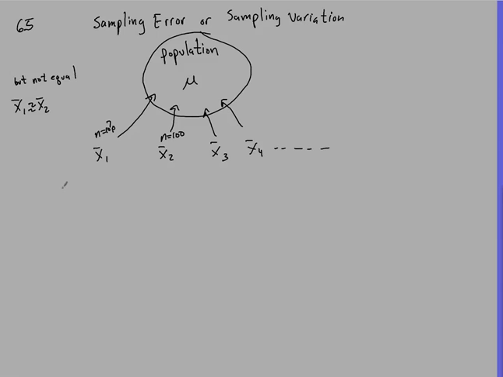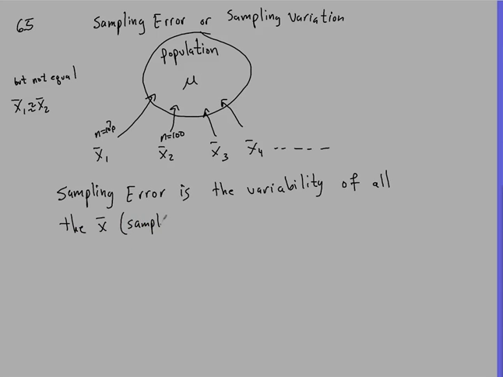So the sampling error is the variability of all the x bars, which are all the sample means.